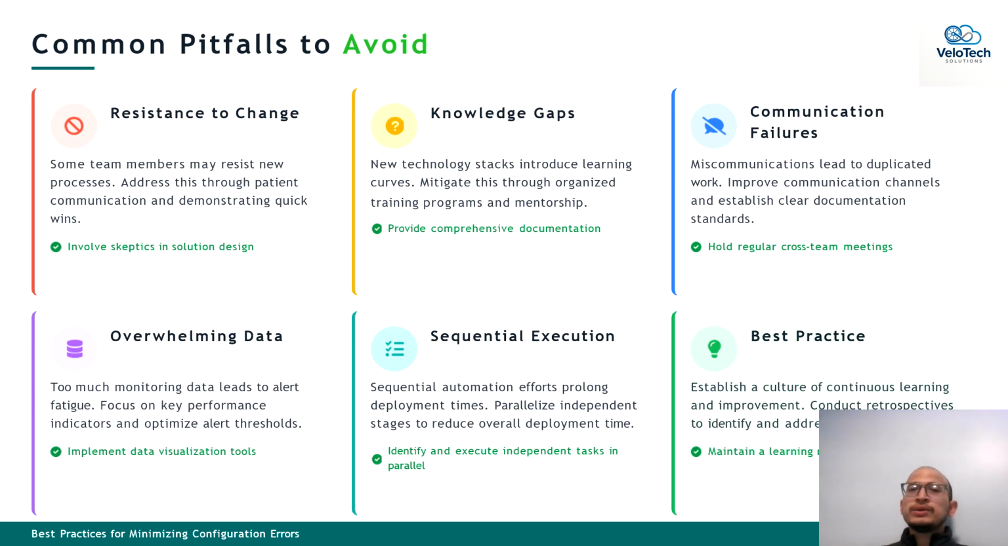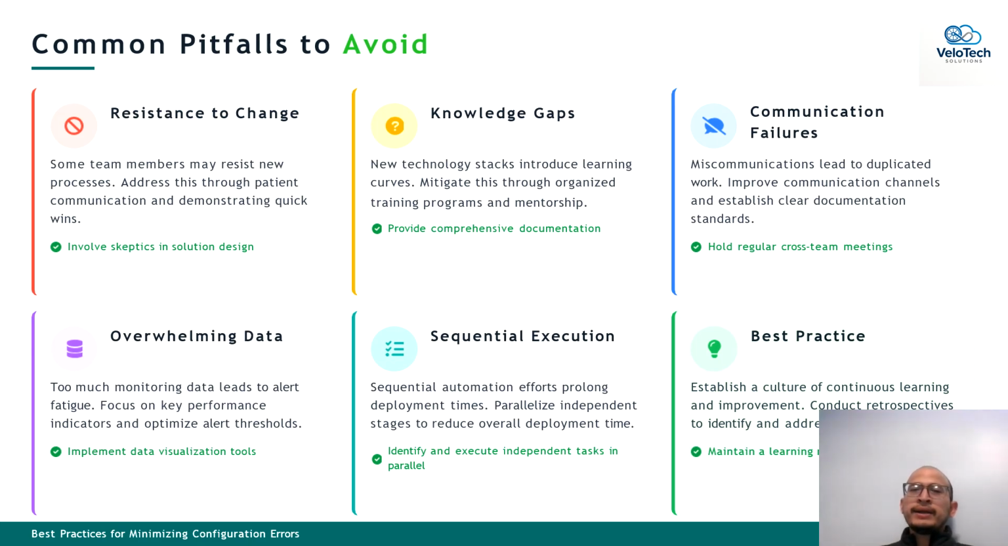Communication failures led to duplicated work and misalignment. They improved communication channels and established clear documentation standards. They held regular cross-team meetings to ensure everyone stayed aligned. In distributed transformation, you can't over-communicate.